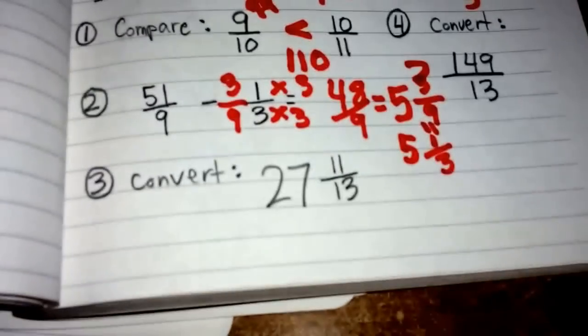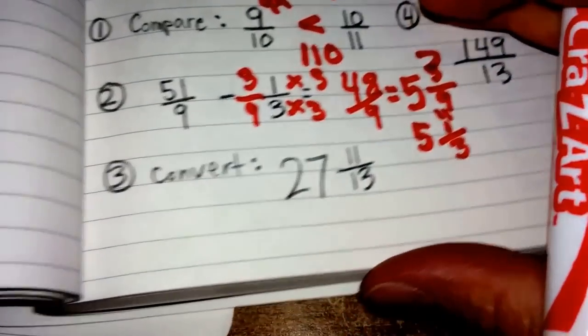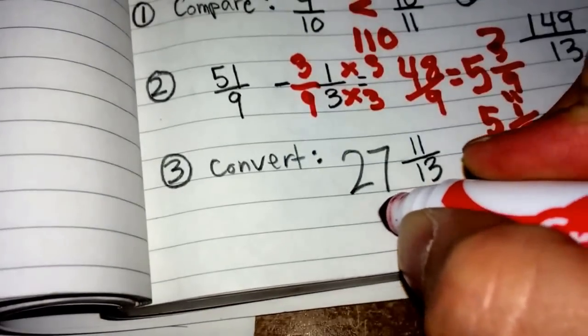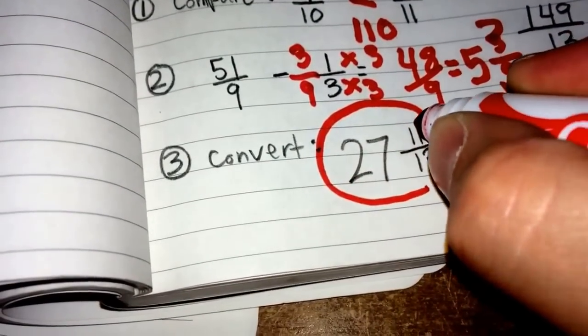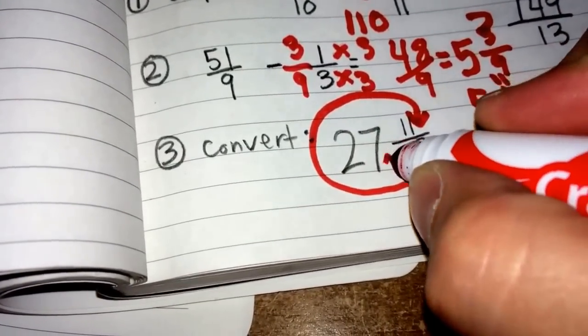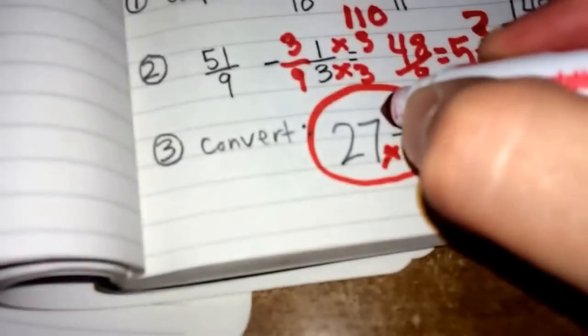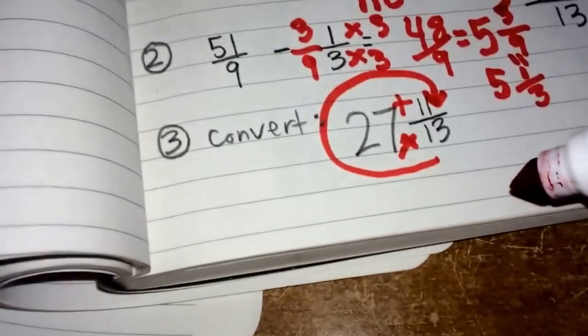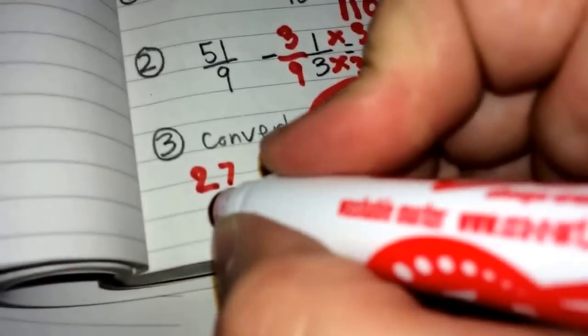Convert 27 and 11/13. Oh man, this one has a lot of work as well. I didn't take it easy on you guys. Well, I know that I've got to do my loop-de-loop there. And I do 13 times 27, and whatever the answer is, plus 11. So I'm going to have to do 27 times 13 off to the side.